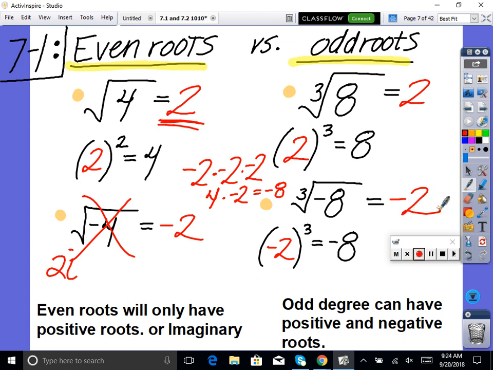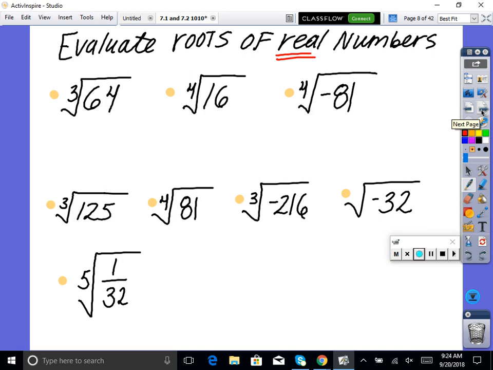So evens will only have positive answers. Odds will have positive or negative answers. If it's positive underneath, positive answer. Negative underneath, negative answer. Good? Okay, let's answer these ones. Evaluate. You shouldn't really need to be taking notes during this time, honestly. You're going to be able to work on the homework in a second. This is really basic.